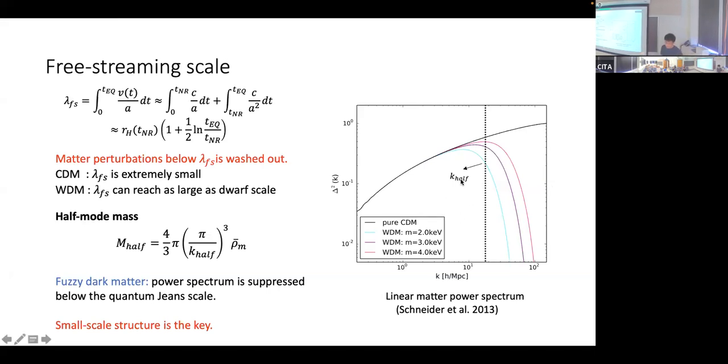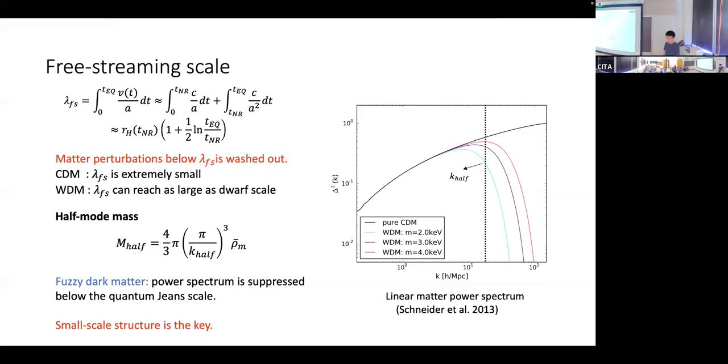Usually we can define a half mode wave number, which is defined as when the linear matter power spectrum of the model is suppressed to about 1/4 of the cold dark matter case. And from this wave number, we can also define a mass scale, which is the half mode mass. This half mode mass is the mass scale below which the halos will not form. So if we search for those types of halos in our universe and determine where the formation of halos is suppressed, we can determine the half mode mass, and it can then be translated to a constraint on the dark matter particle mass. So that means that we actually can have some knowledge of the properties of dark matter.